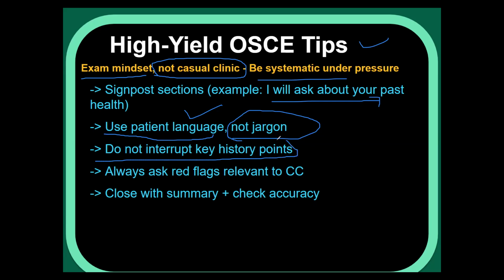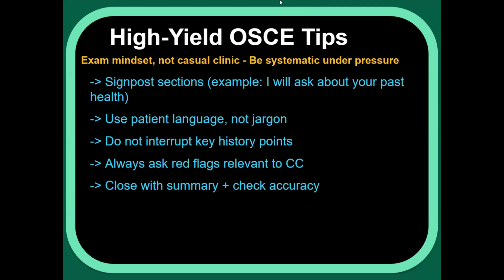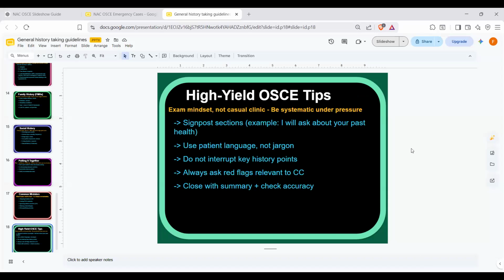Do not interrupt the patient in general. If they are speaking, let them speak. Red flags, these are to be asked always. You cannot miss red flags. If you miss red flags, it's going to cost 2 points. And again, close with a summary. Make sure it is accurate. Check with the patient if the information that you got is accurate, and if there is anything that they may want to add. All right, this is the basic history taking and what is expected of IMGs to do when they're taking history from a patient in NAC OSCE.